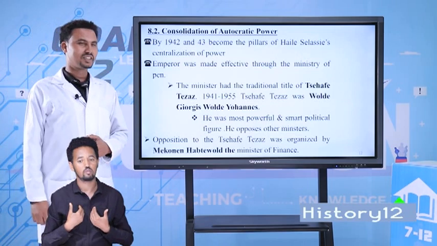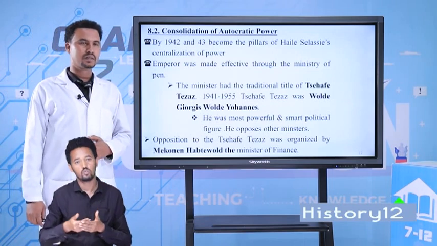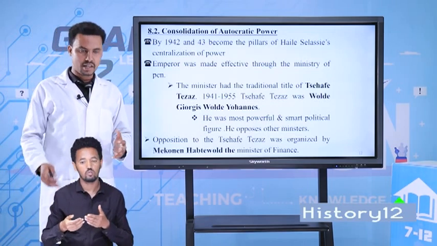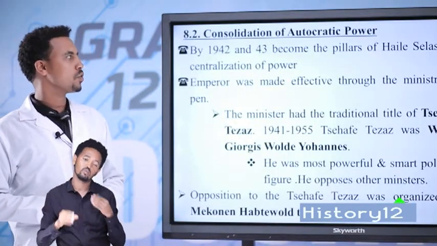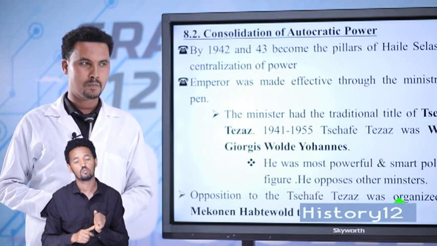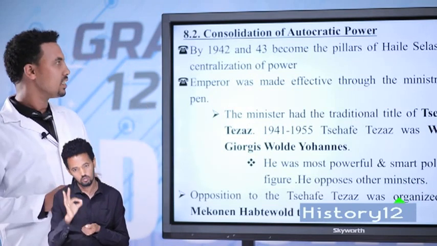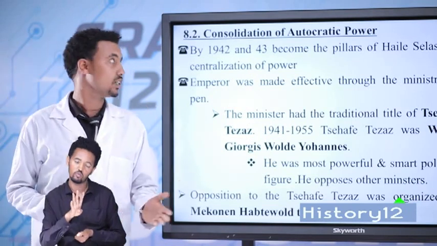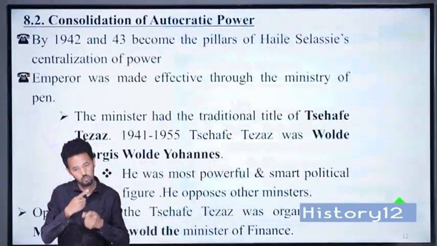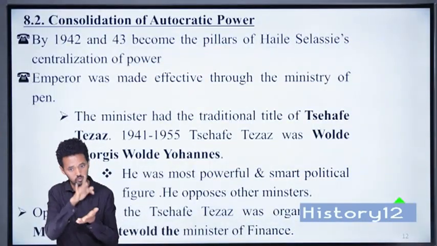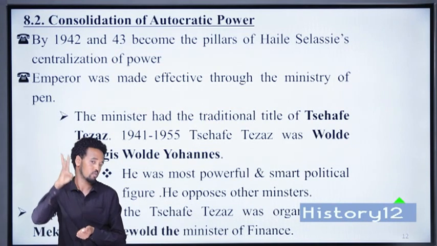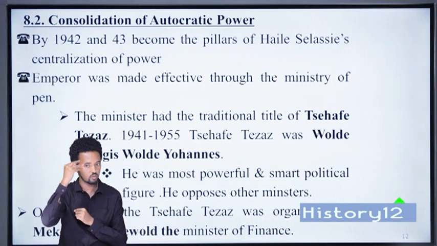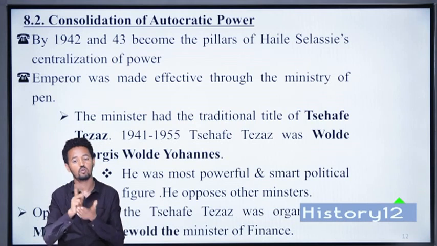This is all about the influence of Britain and America. Students, the next lesson is the consolidation of autocratic power. By 1942 and 43, the pillars of Haile Selassie's centralization of power were in place. The empire was made effective through the Minister of the Pen. The Minister of the Pen was powerful during the time.